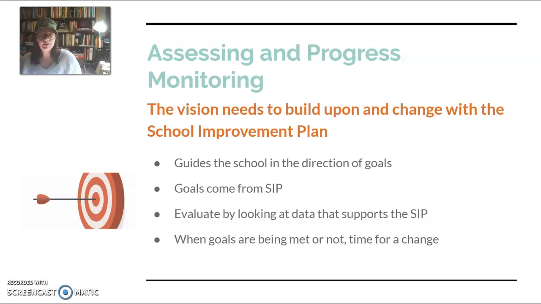If we're not meeting our goal in a year, let's say even if we improved, that's something, but if we just stayed stagnant even though we had a goal of doing something, something needs to be changed, whether that's the vision or the improvement plan or the steps in the improvement plan. Something's not working, it needs to be changed.